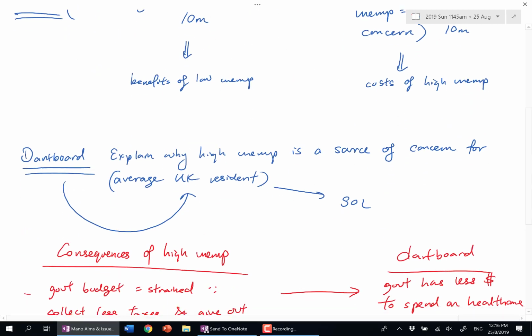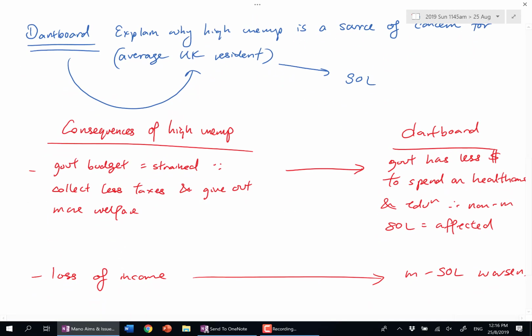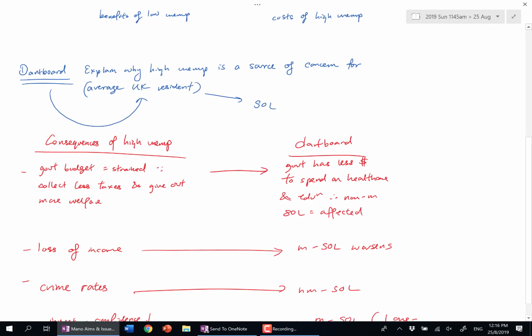Second one, okay, when they ask you why high unemployment is a source of concern for the average UK resident, this is what you do in the exam. Just try your best to tie it to the dartboard. Who knows? They may ask you why high unemployment is a source of concern when it comes to efficiency. Wow, then you have to talk about allocative efficiency. I don't think so, right? But I'm just telling you, this is the extra work you have to do. Okay? Any questions?